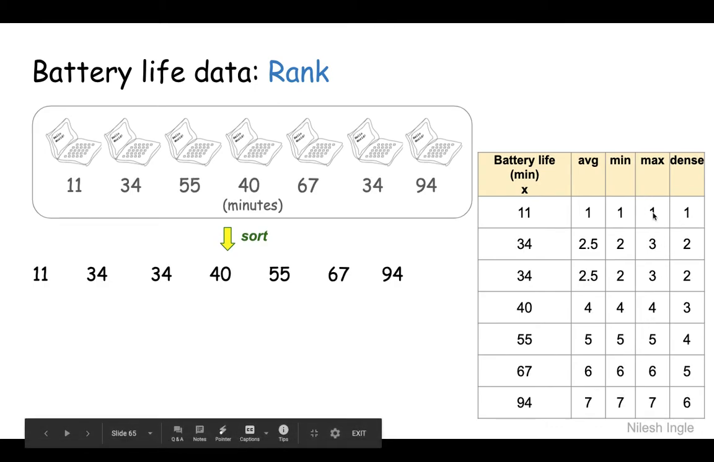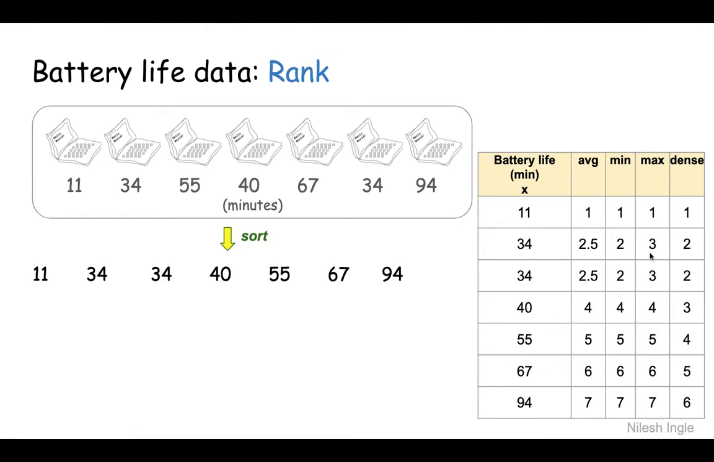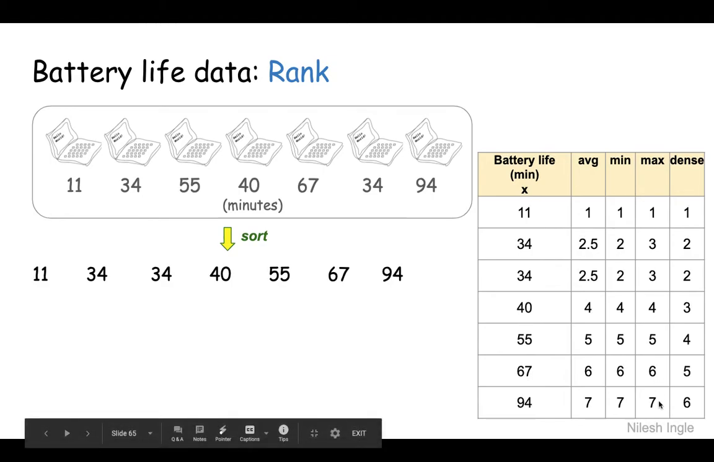For maximum, it's the same as minimum, except we pick the highest. Because the 34s would have had ranks of 2 and 3, we pick the maximum, which is 3, and assign it to both the 34s, completely ignore 2, and move on to rank other values starting at 4 and then 5, 6, 7.